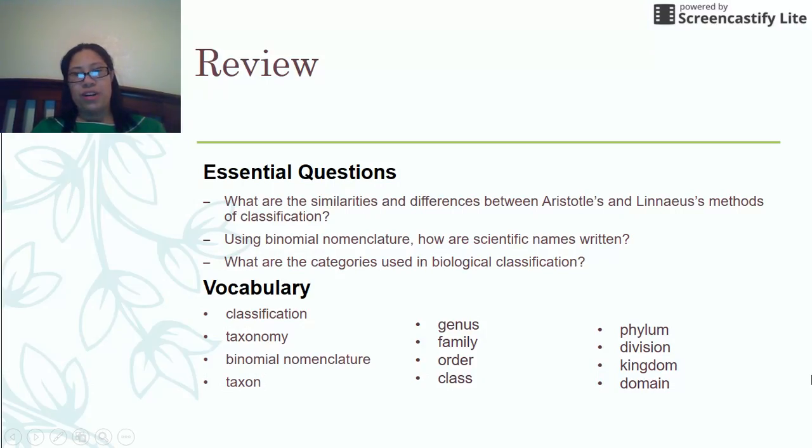All right, so we went over Aristotle and Linnaeus's methods of classification. We went over the binomial nomenclature and how to write scientific names, and we looked at the different categories of biological classification. Classification, that's a way to group organisms or objects together. Taxonomy, that's the same thing. Binomial nomenclature, that's the 2 naming system. Taxon is a group. Genus, that's going to be the very specific one. Then we go from genus to family to order to class to phylum, kingdom, and then to domain.